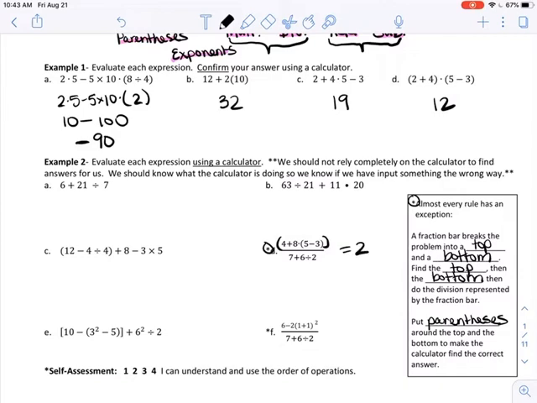So let's check this out. We're going to do the top, do the bottom, and divide. I'll do the parentheses first. 5 minus 3 is 2. And then 8 times 2 is 16, plus 4 is 20. Then I'll do the bottom. On the bottom, 6 divided by 2 is 3, because remember, division comes before addition. And 7 plus 3 equals 10. And 20 divided by 10 does equal 2.